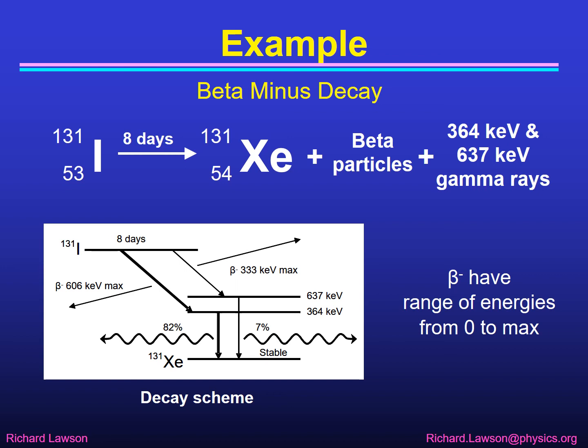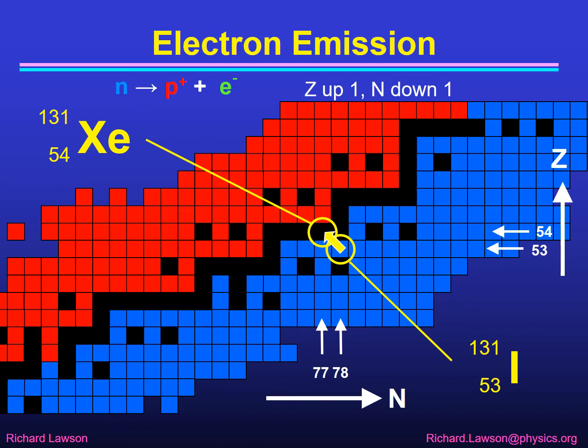The energy of the beta particles that I've quoted here is the maximum. That's because some of the energy is taken off by neutrinos, so the beta particles have a range of energies from 0 up to that maximum. If we look at the chart of the nuclides, you see we started here with iodine-131, which is this blue square here, and we lost a neutron and gained a proton, so we moved left and up, and that ends up with this black square here, which is xenon-131, which is stable.